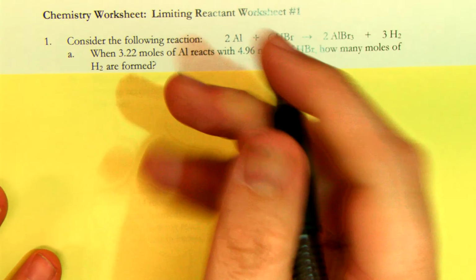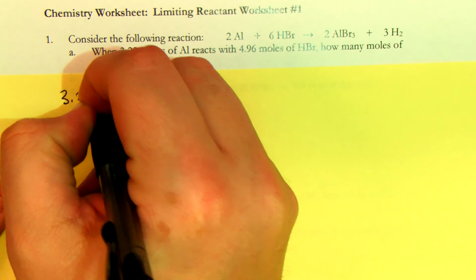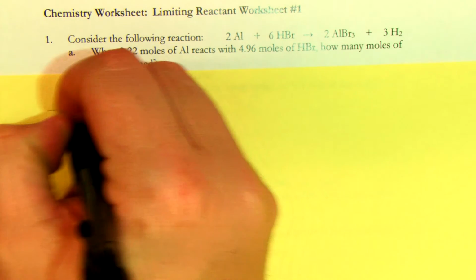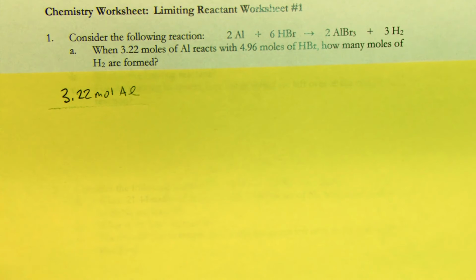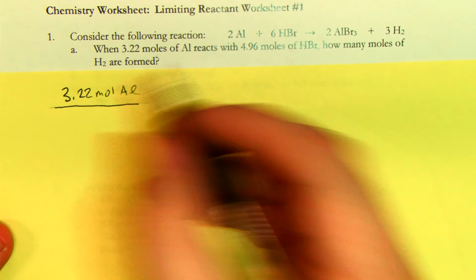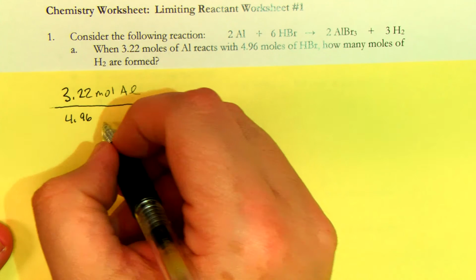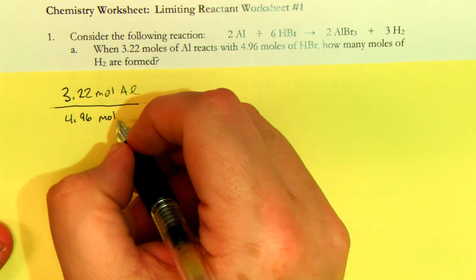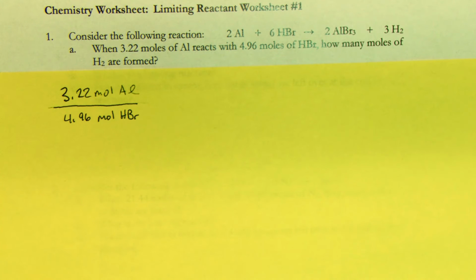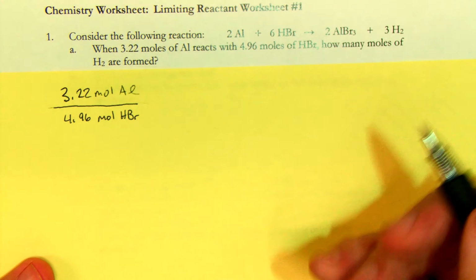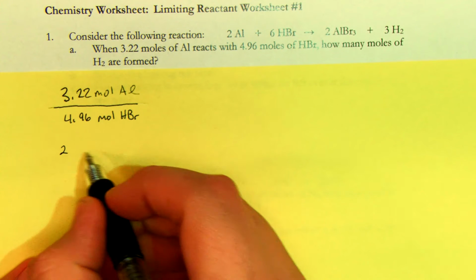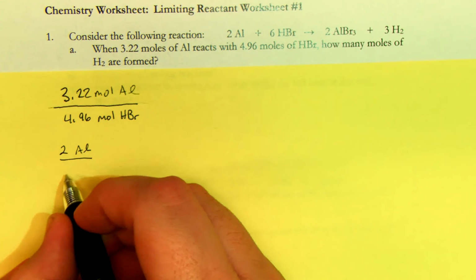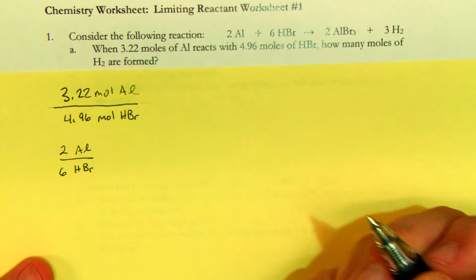So, I want to take 3.22 moles. You can write them right on there. Work with this one first, then I'll give you another one. Alright, so there's our mole ratio. Now what I want to do is make this mole ratio into something that looks a lot like the mole ratio from the actual equation. The actual equation is 2 aluminums to 6 bromic acids.